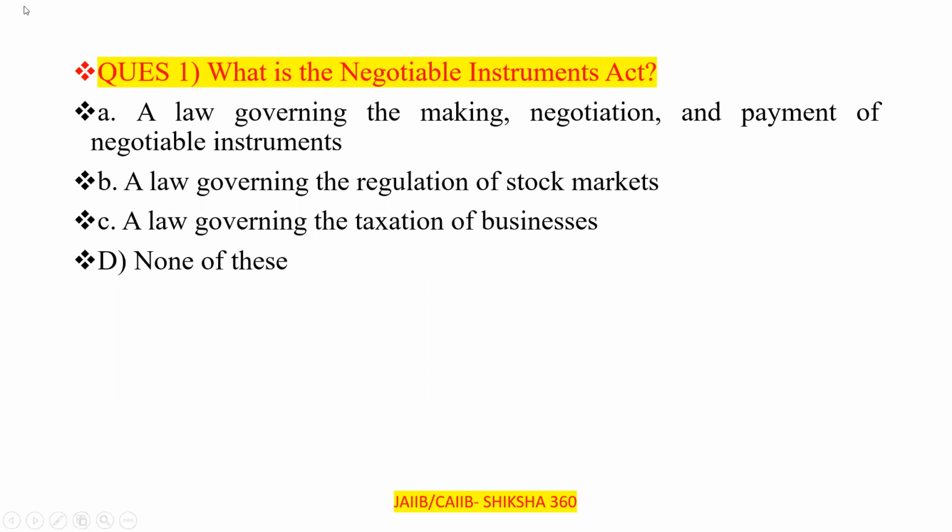The question says, what is the Negotiable Instruments Act? Option 1: a law governing the making, negotiation and payment of negotiable instruments. Second: a law governing the regulation of the stock markets. Third: a law governing the taxation of business. Option D: none of these.